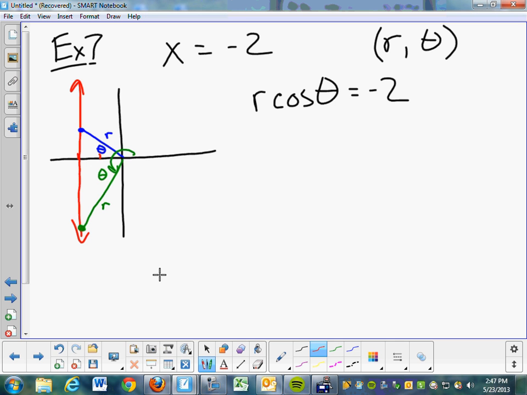I need to solve for r in order to plug it in my calculator, so I'm going to divide both sides by cosine theta. If I divide by cosine theta, I get r is equal to, what's -2 over cosine of theta? What's 1 over cosine? Say it, Tara, with confidence! Secant!